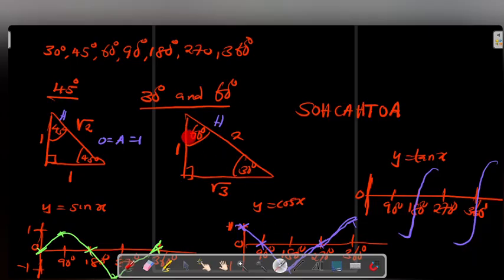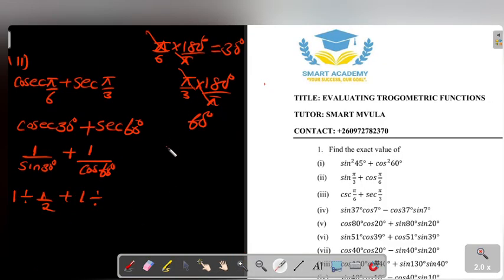For cos 60, this is our second right angle triangle. Cos is the adjacent over hypotenuse. So if 60 is here, the adjacent is 1, then the hypotenuse is 2. So cos 60 degrees is 1 over 2.